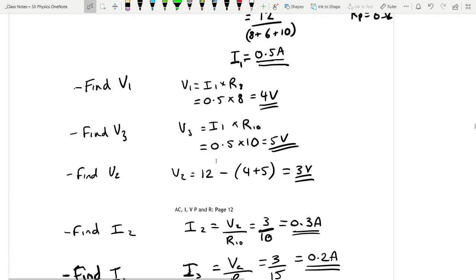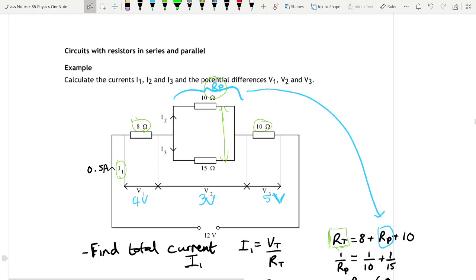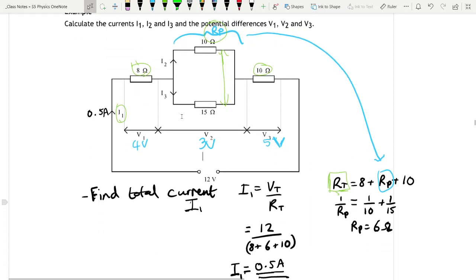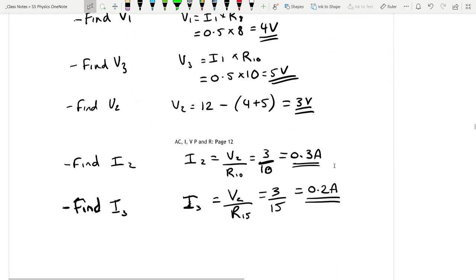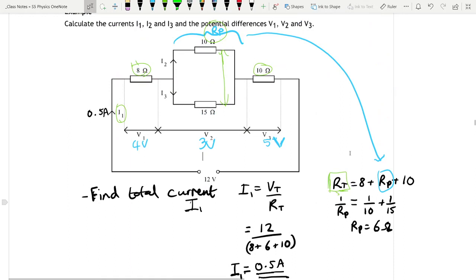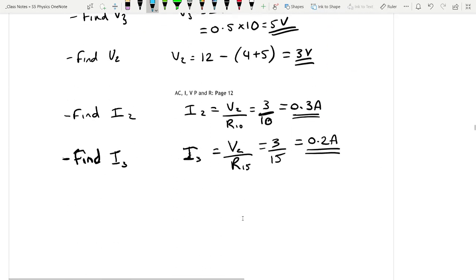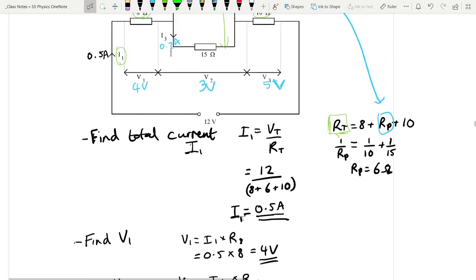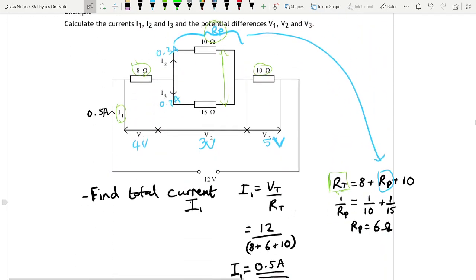So to find I2, which is this one here, it's V over R, so 3 divided by 10. And to find I3 is V over R, so 3 divided by 15. So that's 0.3 amps and 0.2 amps. And that's all your unknowns known: V1, V2, and V3, and I1, I2, and I3.